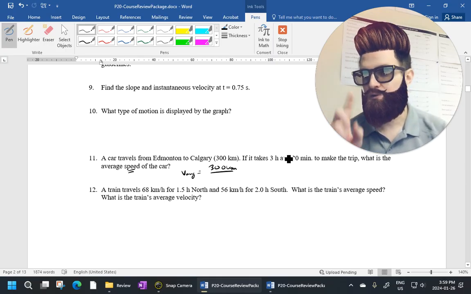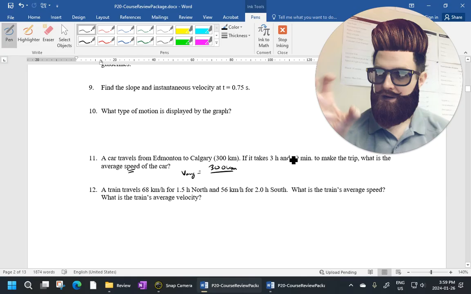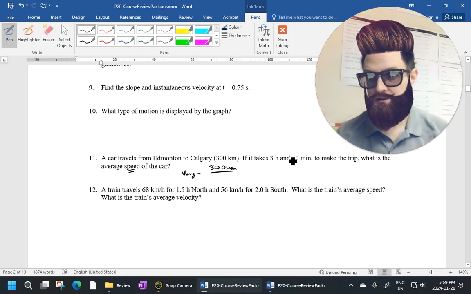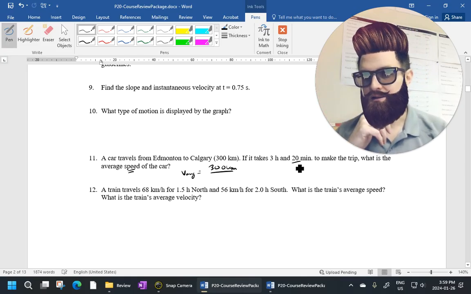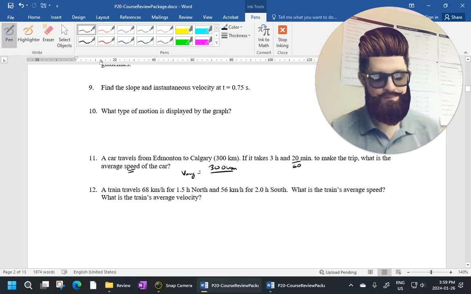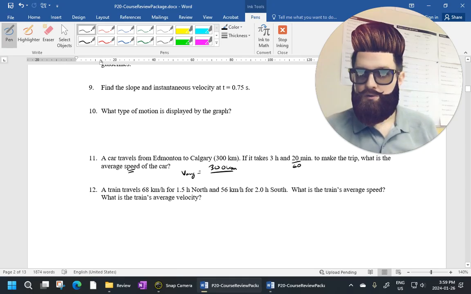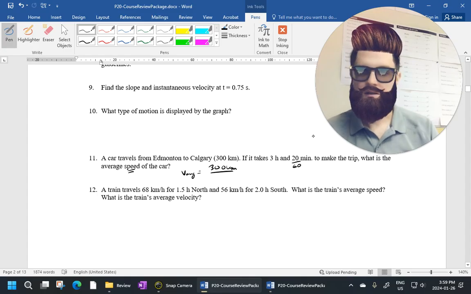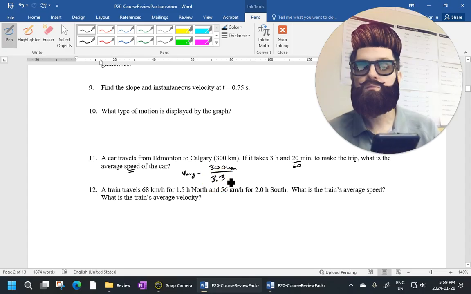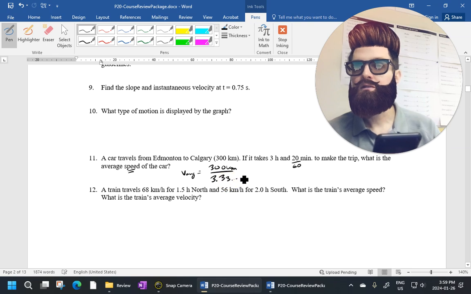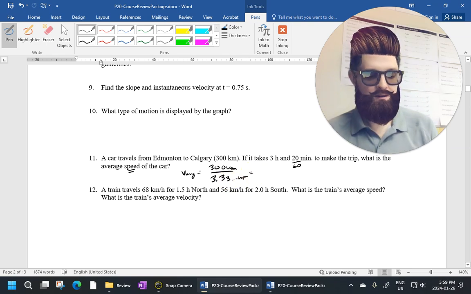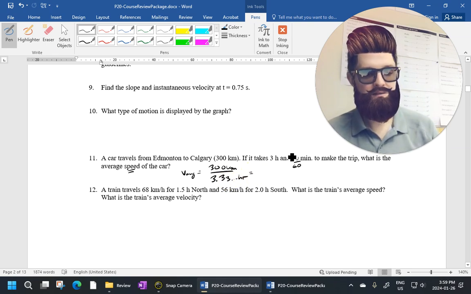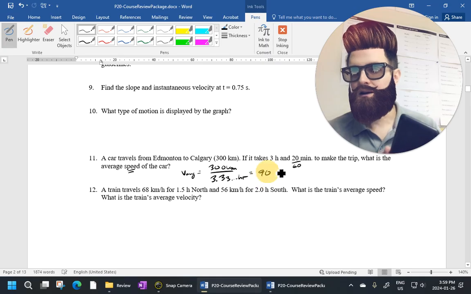Now the problem with this is we have 3 hours and 20 minutes. I want to combine them together as one thing. You can make it all minutes or all hours. So if I want to add these together, I'm going to just divide the 20 by 60 and get in total 3.33 hours. Then take the 300 divided by this, and we're going to get, on average, 90 kilometers per hour.